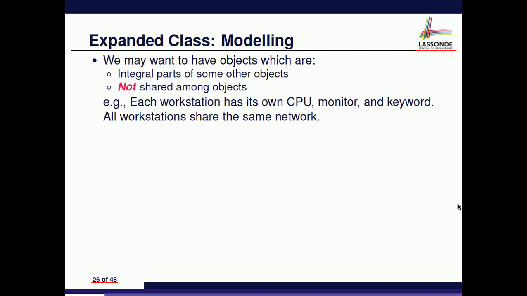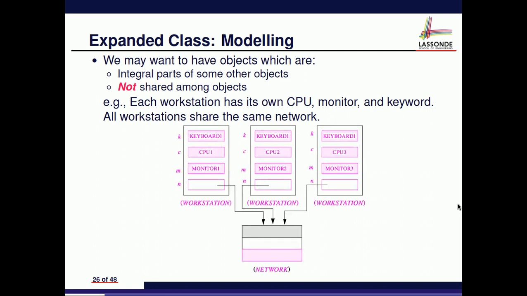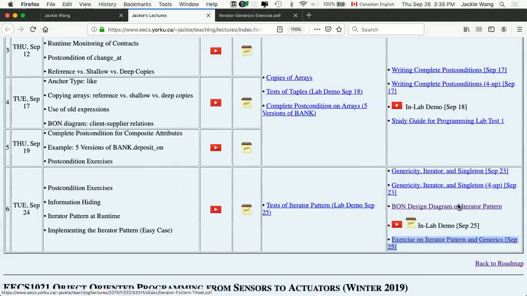Oh, are you sure network is composition? Are you sure? Well, the other one, right? Yes, exactly. CPU, monitor, and keyboard. These are not shareable between workstations, right? So they should be composition. And then the network should be shared. Let me draw some diagram, something like that. Actually, do I have the diagram? Yeah, I do. That one would be a little bit better.